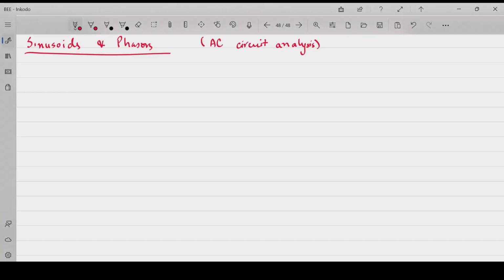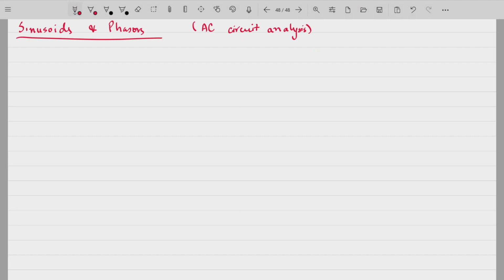So we are done with the DC circuit analysis. Now taking up the AC circuit analysis, we'll be looking at different AC circuits. And now in AC circuits, we'll also be taking up the other two passive elements, the inductor and the capacitor, and also analyzing their behavior in an AC circuit.